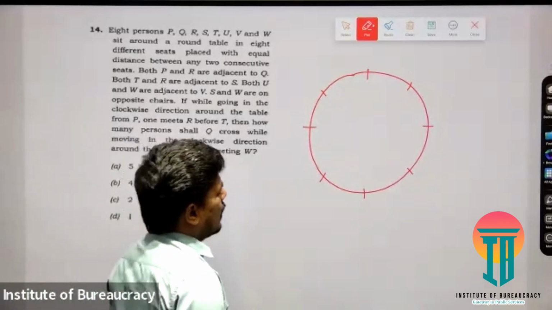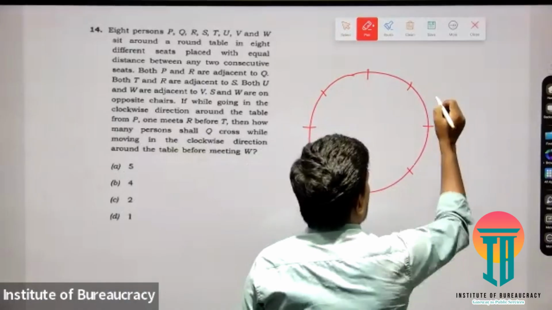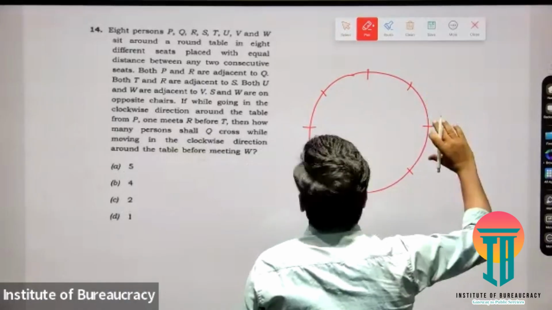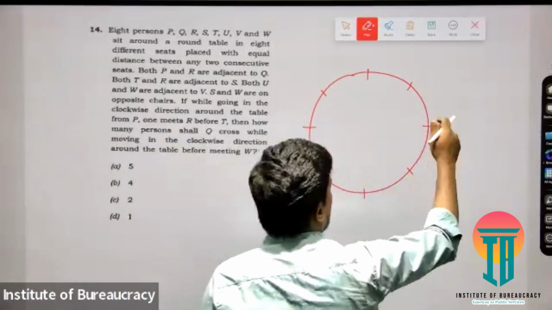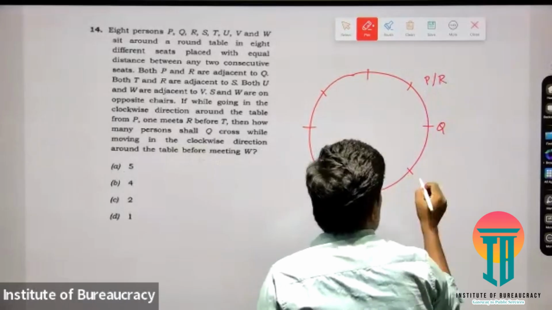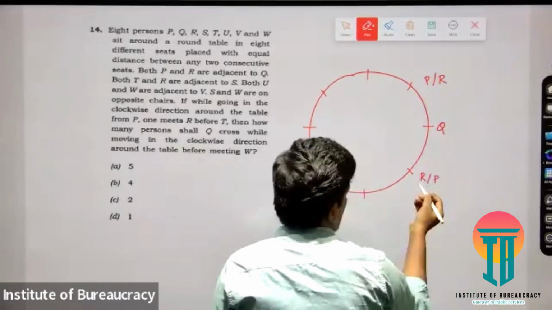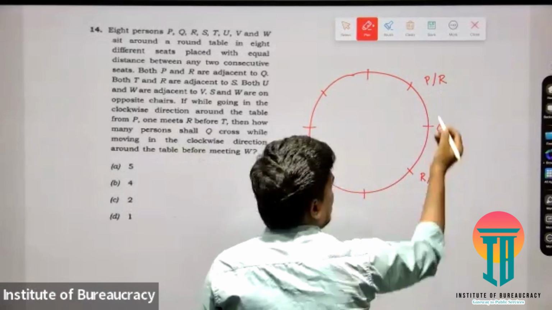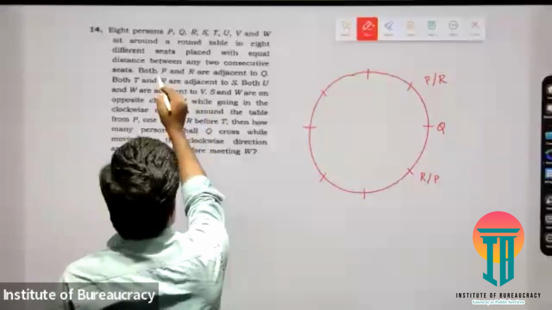So we don't know where they are. Let us start randomly somewhere. So let us take this is Q. So Q is adjacent to P and R. That means this side either it can be P or R, or this side it can be R or P. If it is P here, this side it is going to be R. We don't know exactly from this statement.